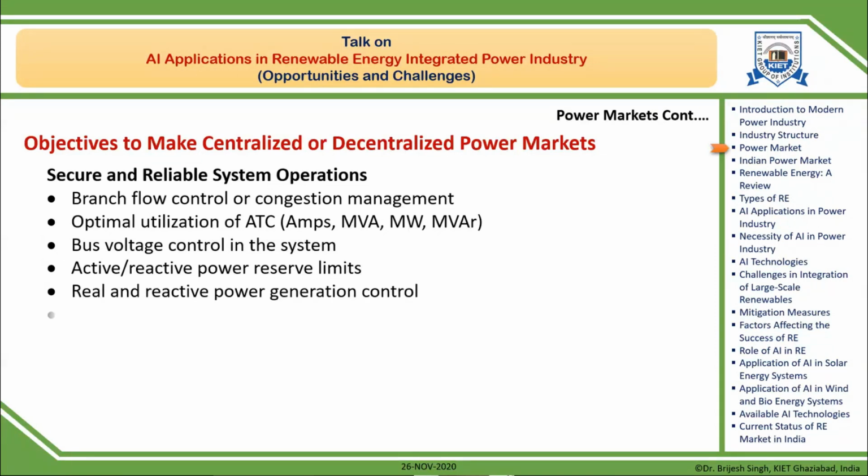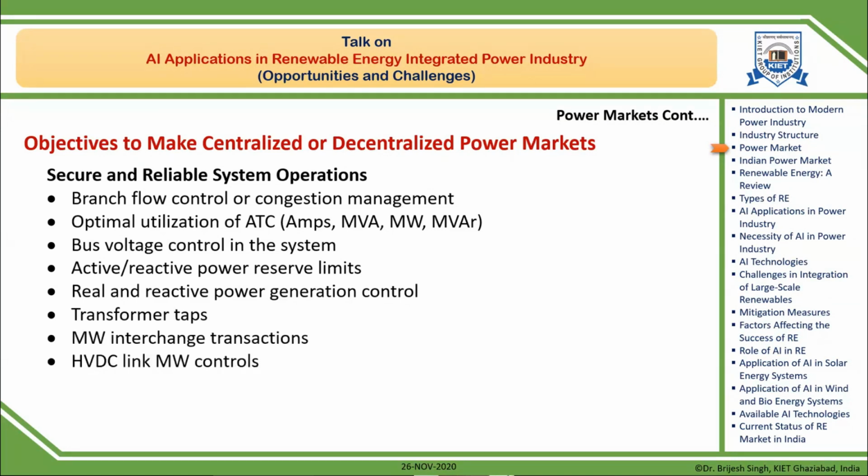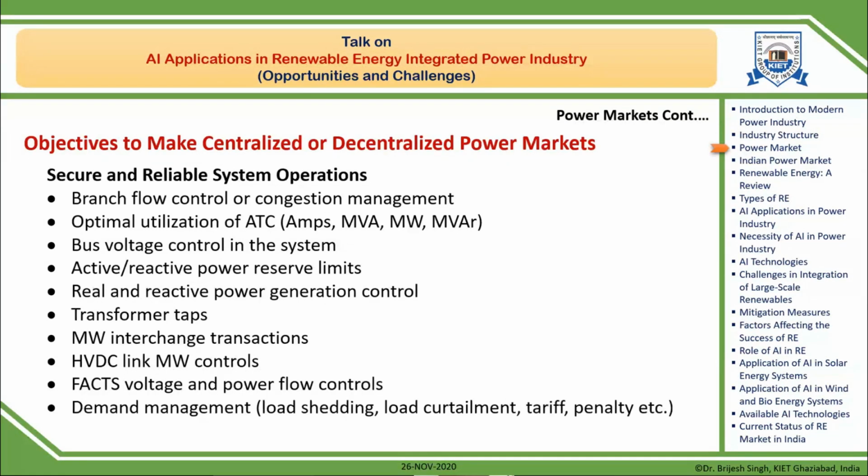Similarly, real and reactive power generation control, transformer taps, megawatt interchange transactions, HVDC link megawatt control, FACTS control, and power flow control. These are the typical electrical power engineering related problems. That's why I'm not going into the detail of that. But if you want to discuss during this session or after this session, I am able to discuss those topics also. Transformer tap setting is a method by which we can assure security and reliability.